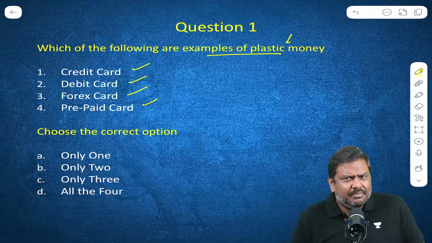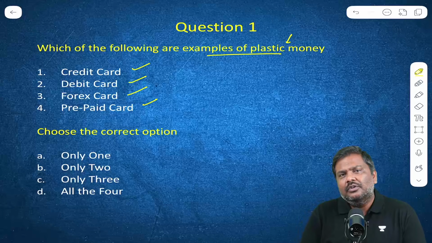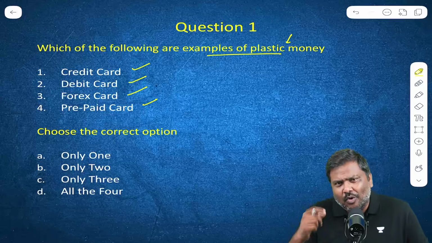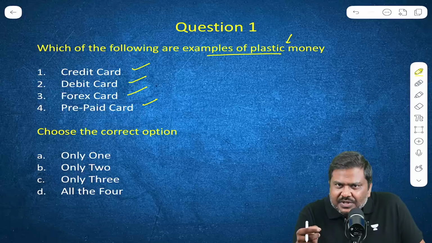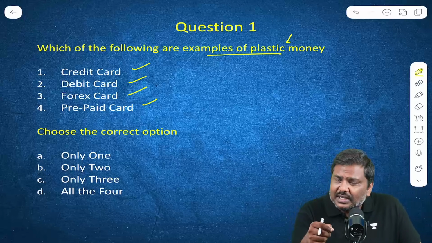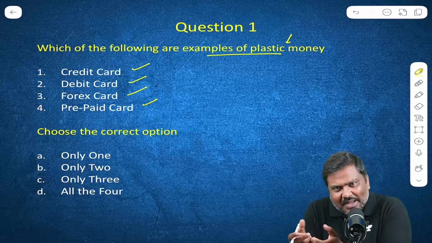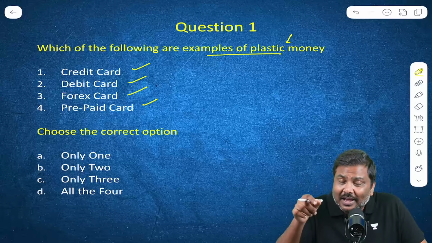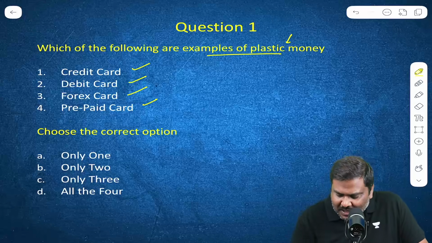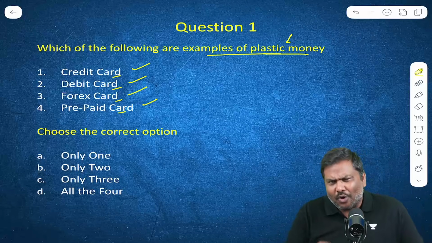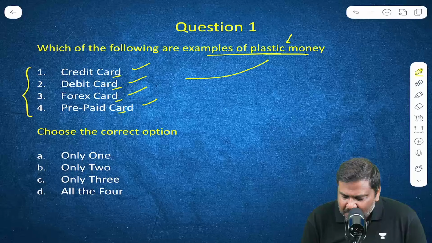Now, what is this idea of plastic money? All of you, please open the wallet that you have. You will see a lot of debit cards, credit cards, and different types of cards kept in the wallet. Now, instead of using paper currency notes whenever you purchase goods and services, you will use the debit card and credit card to make the payment. So, this kind of money, which is made up of plastic and which is used as a replacement for paper currency notes, is called plastic money. So, credit card, debit, forex, and prepaid cards, all of these are examples of plastic money.